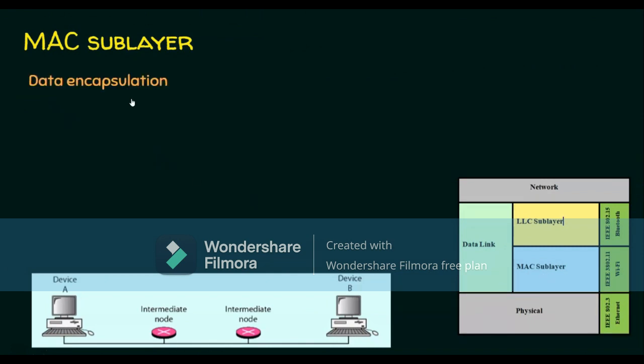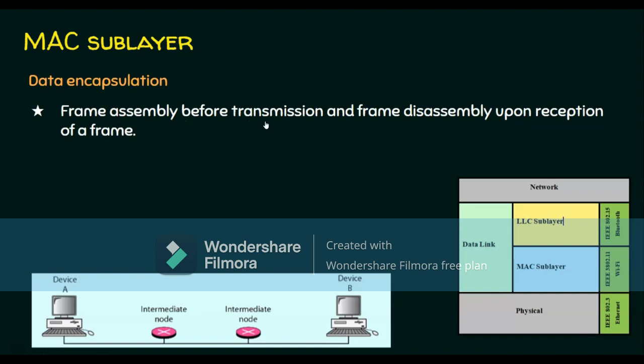So we will talk about the MAC sublayer's data encapsulation part. In data encapsulation, the frame assembly before transmission and the frame disassembly upon the reception of a frame are done. After collecting the data from the network layer, all the control information is added. After adding the control information by the logical link control sublayer, it starts collecting all the bits of information and finally constructs the frame. Before transmission, frame assembly should be done, and upon reception, frame disassembly should be done. So the MAC layer deals with this data encapsulation.